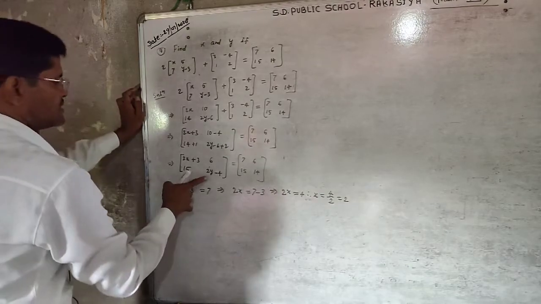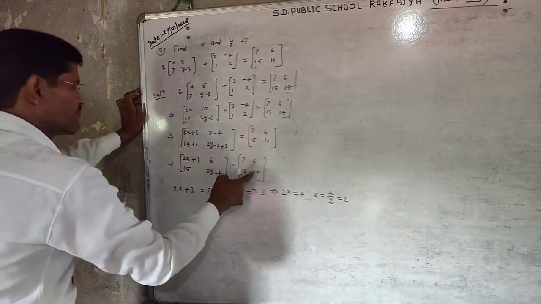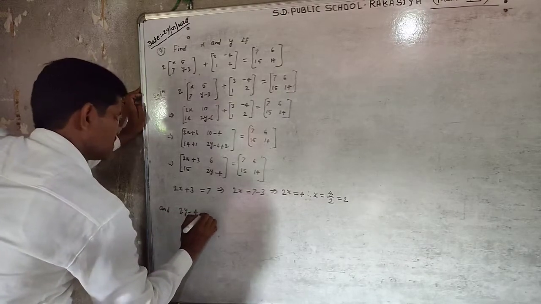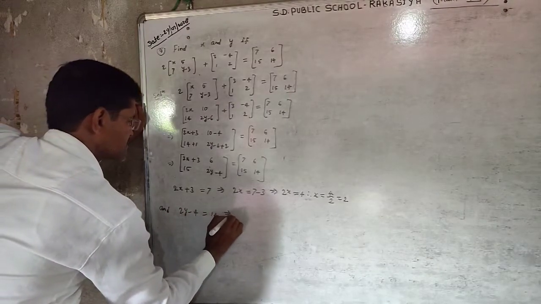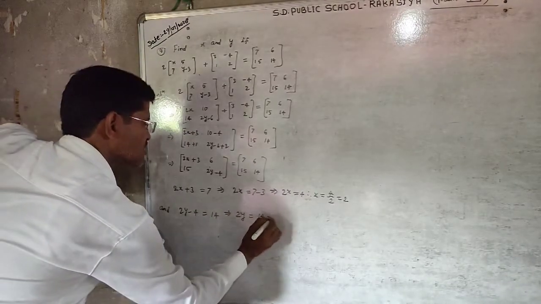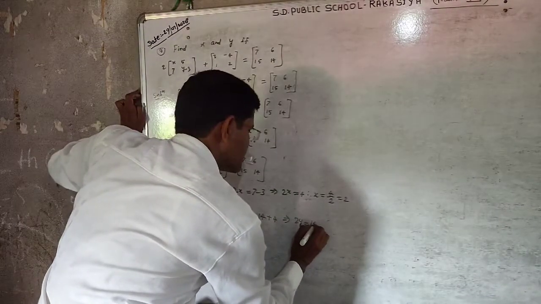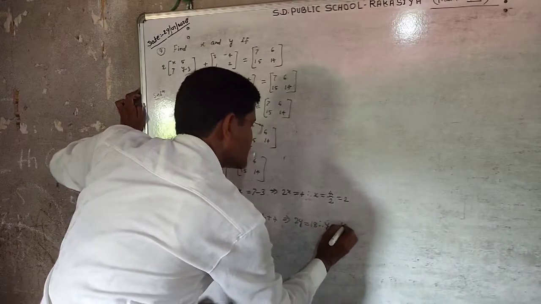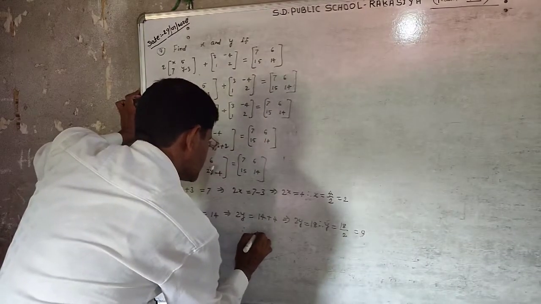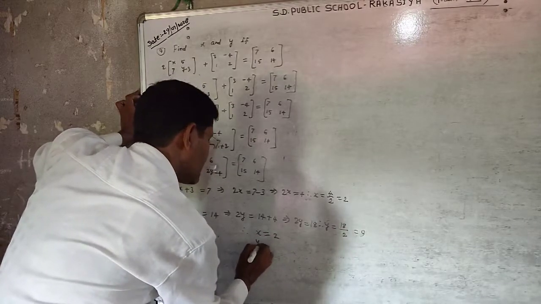Now, the element 2y minus 4 will be equal to 14. This implies 2y is equal to 14 plus 4. This implies 2y is equal to 18. Therefore, y is equal to 18 by 2, means 9. Therefore, the value of x is equal to 2 and the value of y is equal to 9.